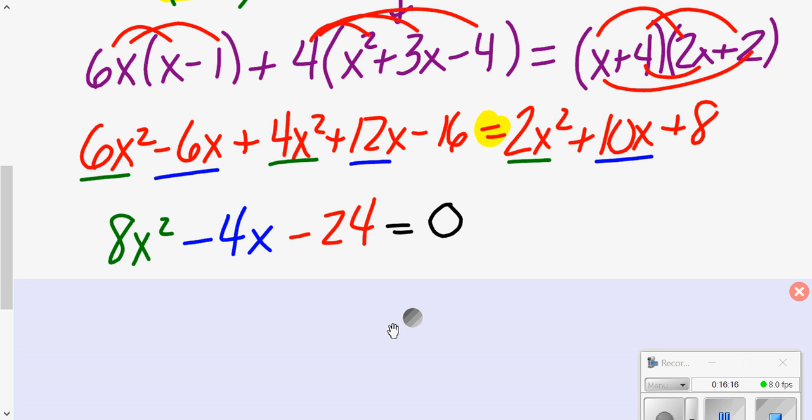For the blue terms, I have negative 6x and positive 12x on the left. So 6x on one side and 10x on the other side makes negative 4x. And then I have negative 16 on the left and positive 8 on the right, which is negative 24 on the left. Okay, so that step is just really combining like terms, moving everything to one side so I can have equals 0. This is now a polynomial equation, friends.